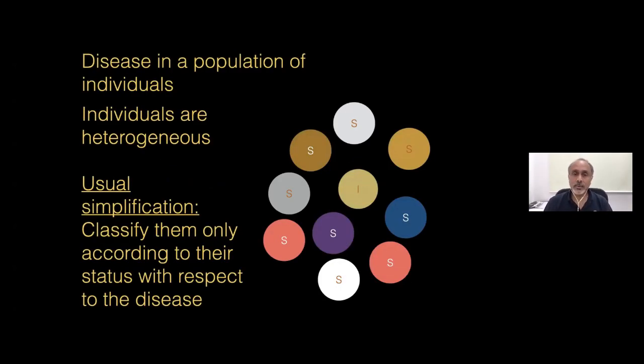So first of all, we want to discuss disease in some population of individuals. These individuals are heterogeneous. They're not the same. You are not the same as me, you're not the same as Siva. We all have different susceptibilities to disease. We have different immune systems. We have different responses. We have different pre-existing conditions.